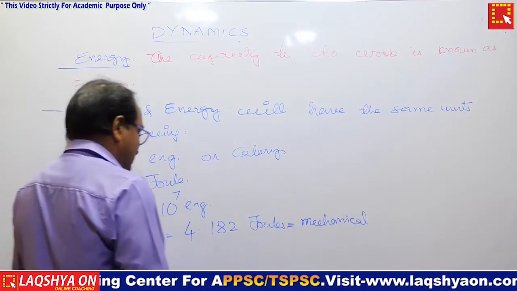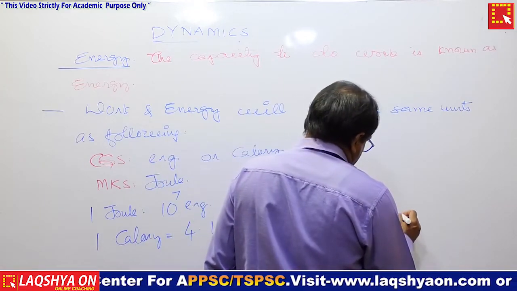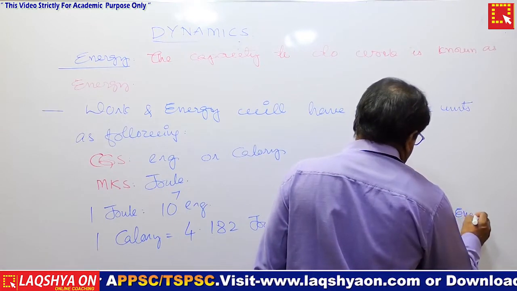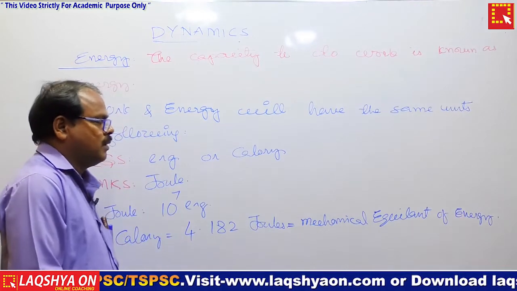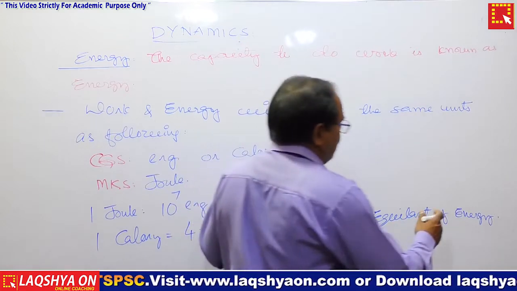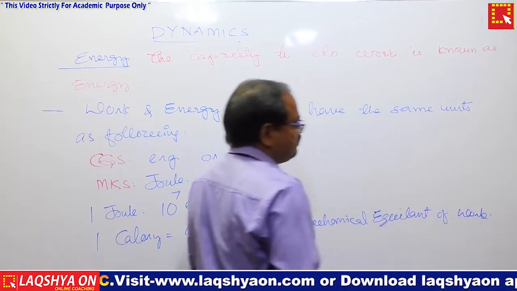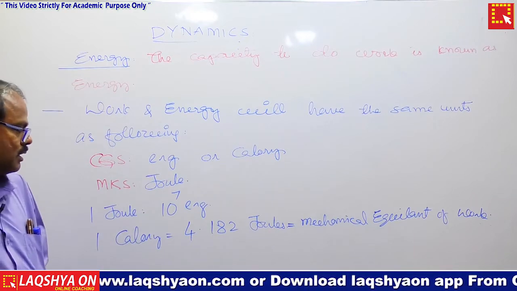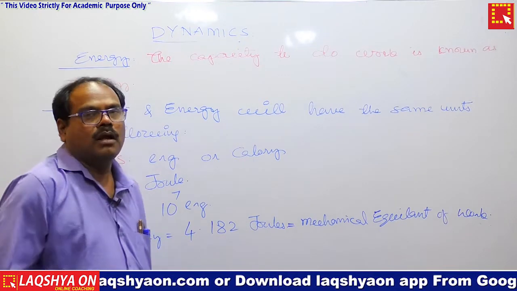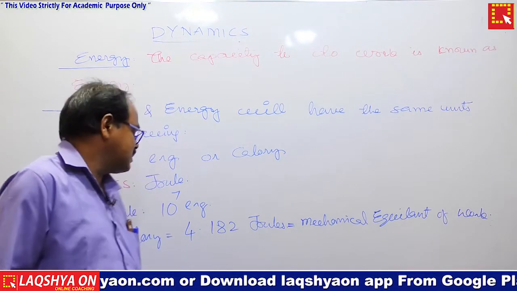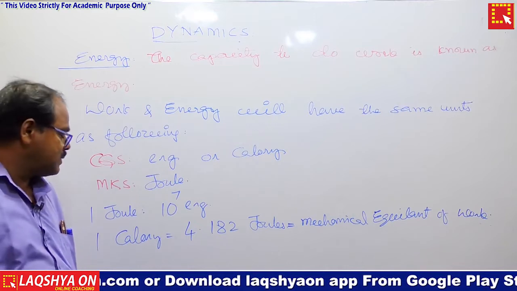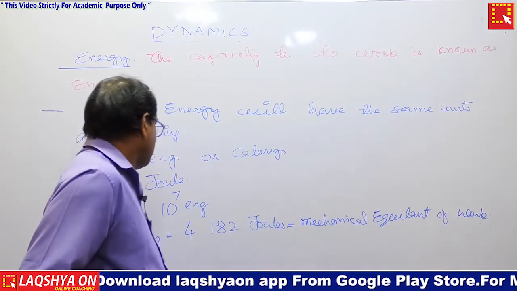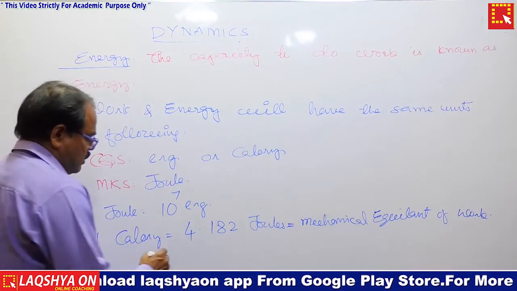What is that? 1 calorie, or 4.182 joules, is known as the mechanical equivalent of work. Why? Because of the food we take. If we take 1 calorie of food, or 4.182 joules of food, we'll get that much. Suppose we take 1 gram of rice, any carbohydrate; this much work we can do. Means, if we take 1 gram of rice as food, we can do 1 calorie of work. Therefore, 4.182 joules of work is approximately 4.2 joules.